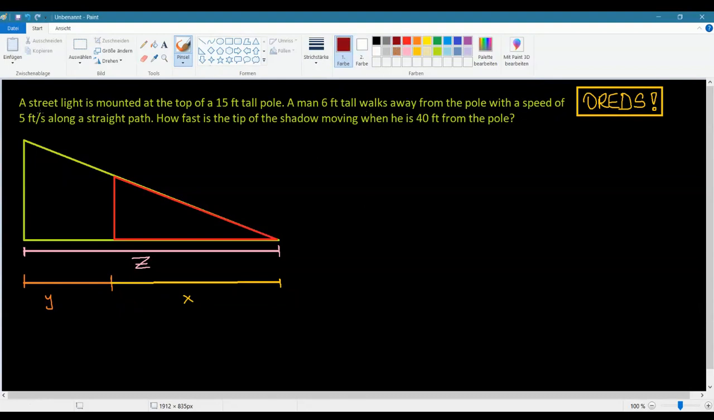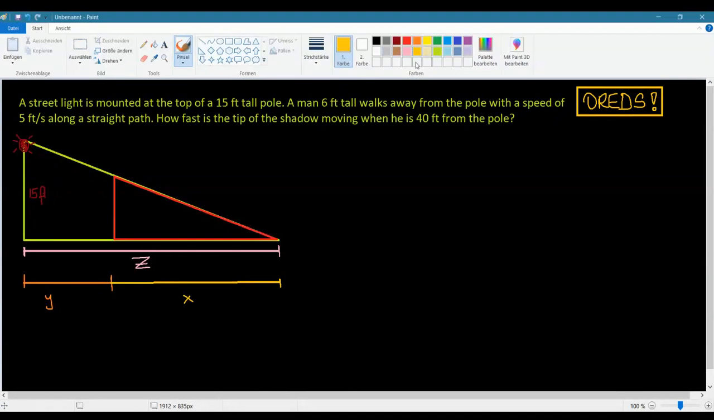We know that the street light is the highest point, and that's 15 feet. So that's going to be this side right here. And this is the lamppost. It's shining with red light, apparently. Okay, so what else do we know? We know that there's a man standing 40 feet away, and he is 6 feet tall.